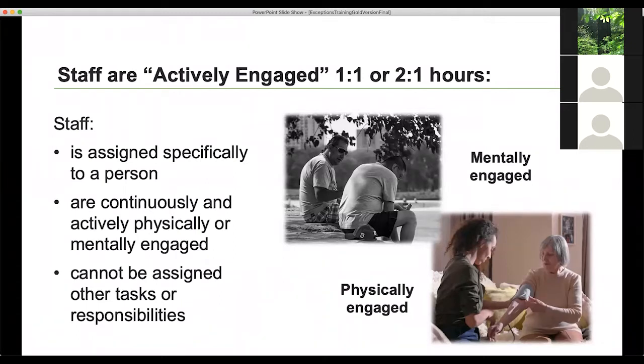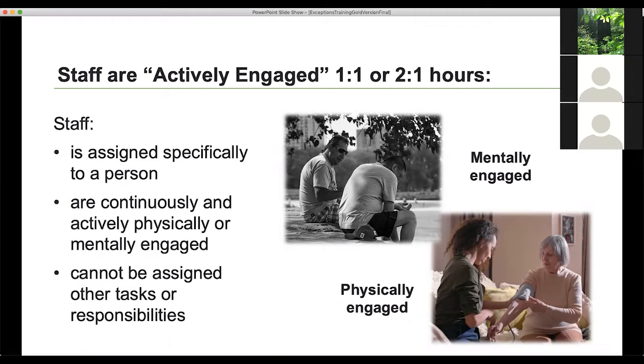When we think about physically engaged, I always make the comment that staff tend to wear track shoes to work. They're ready, they're moving. Maybe they're doing a lot of strategic positioning and modifying of the environment and doing a lot of physical cueing. So again, that's what we mean by physically engaged.